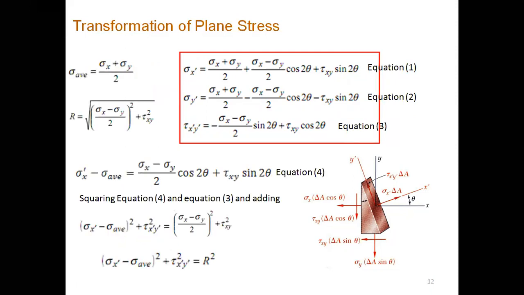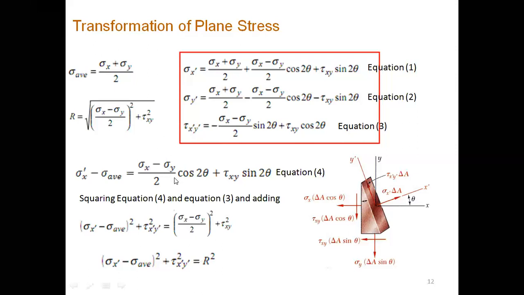So we have these three equations. If you look here, we have sigma x plus sigma y by 2, and this could be simplified as average stress. So sigma average is equal to sigma x plus sigma y by 2. And let's say R, you would see why we are calling this R. R is equal to the square root of (sigma x minus sigma y by 2) whole square plus tau xy whole square. So you could see this term here.